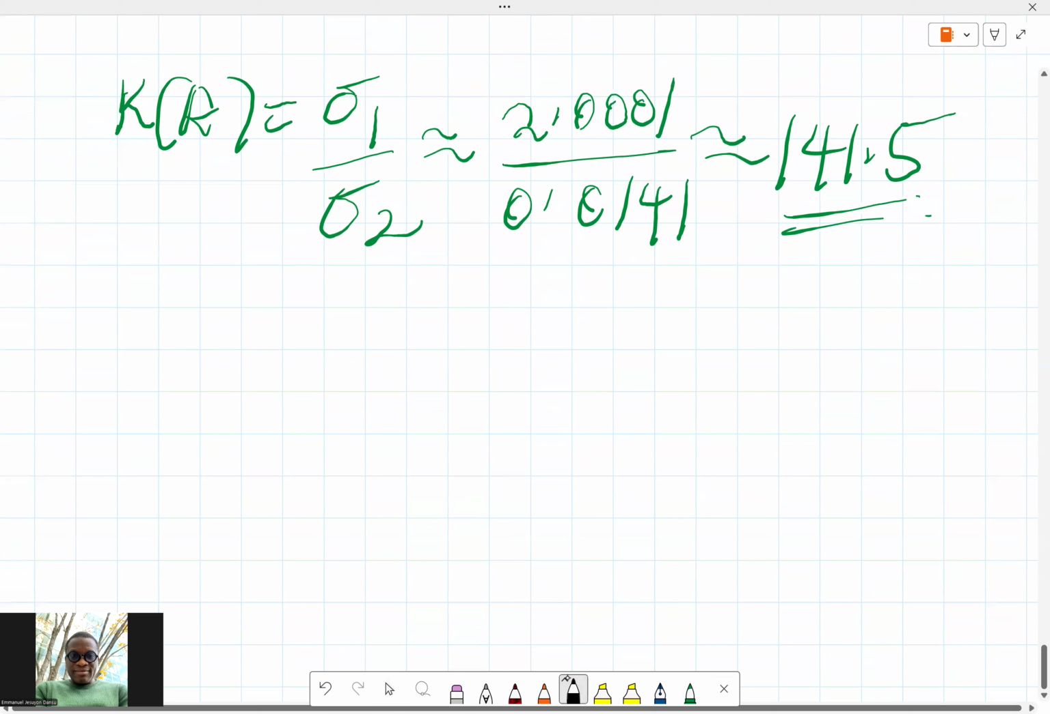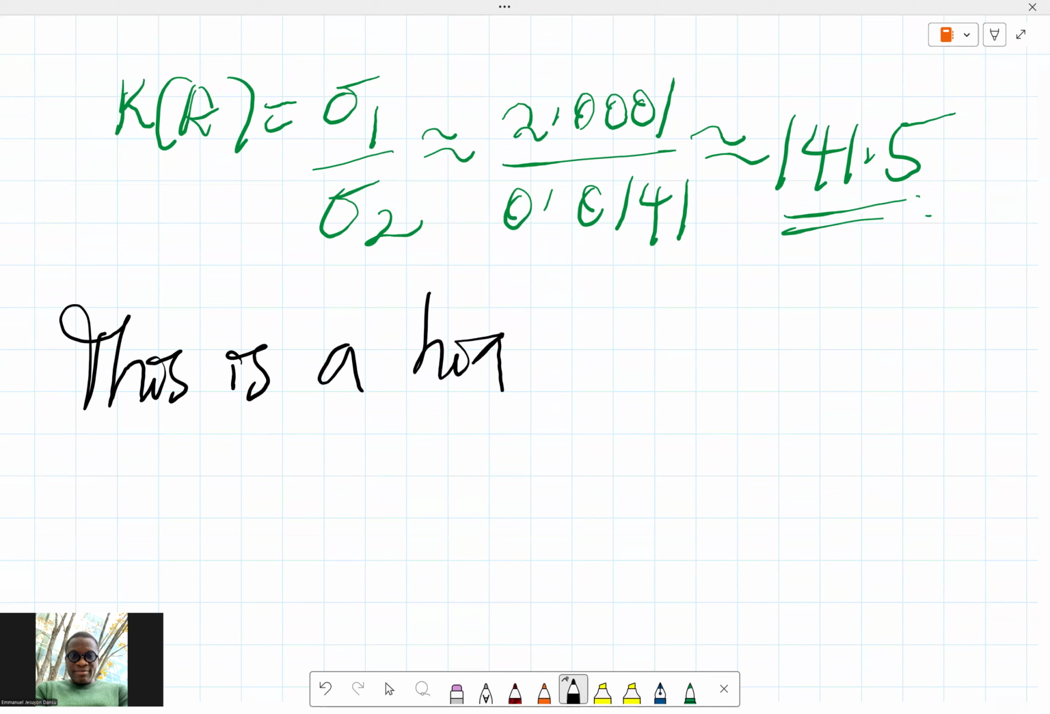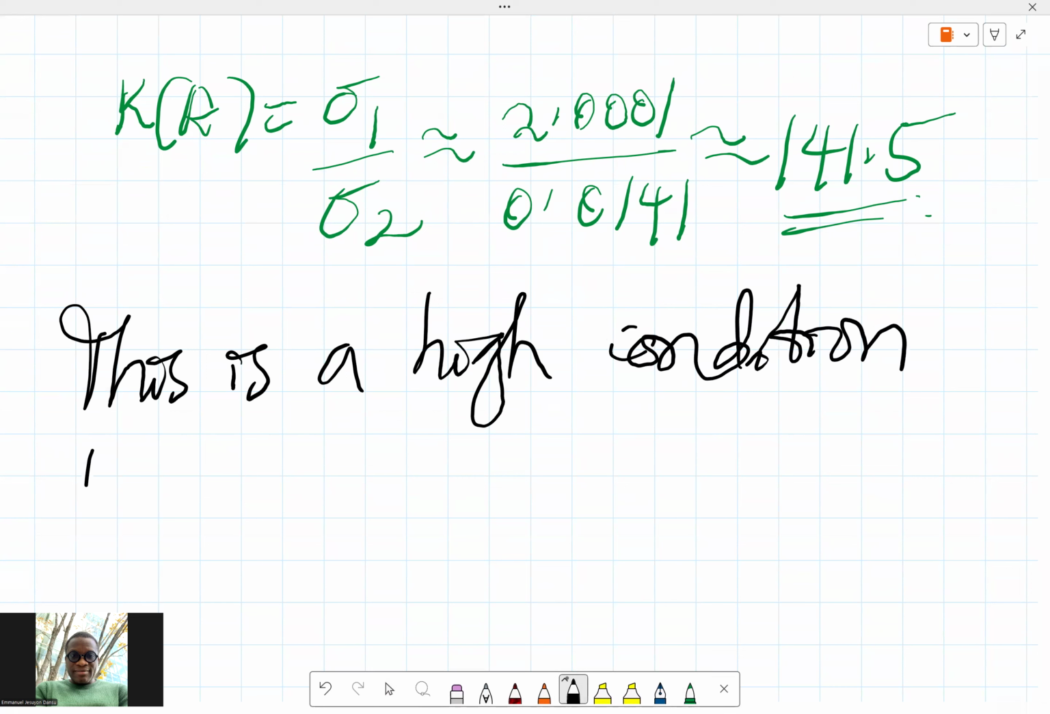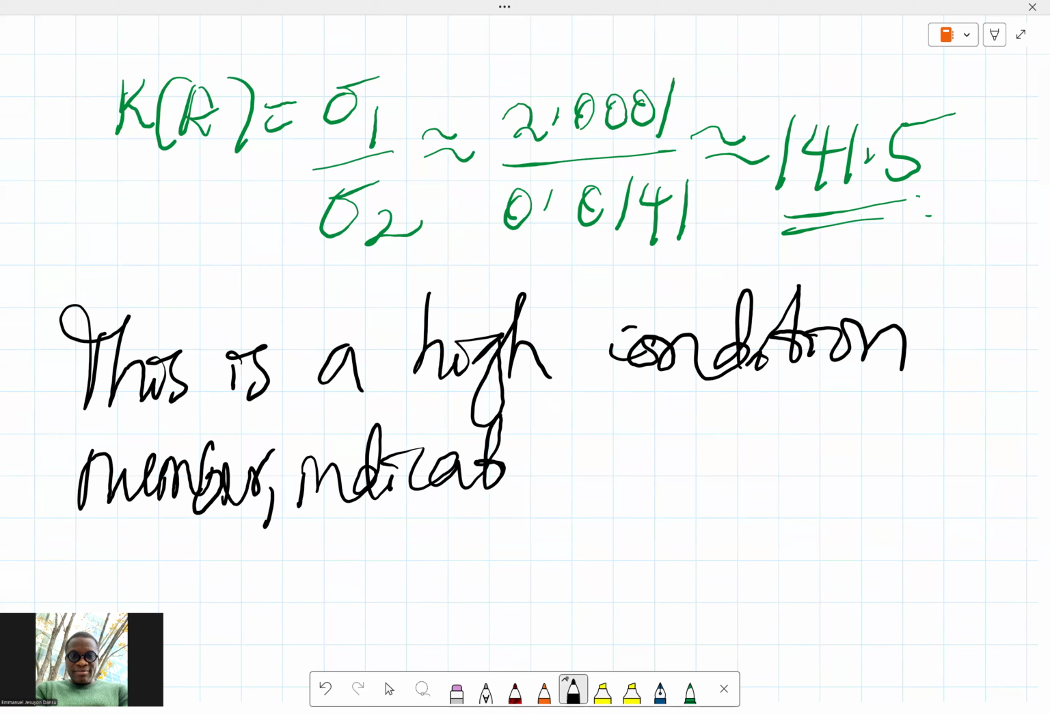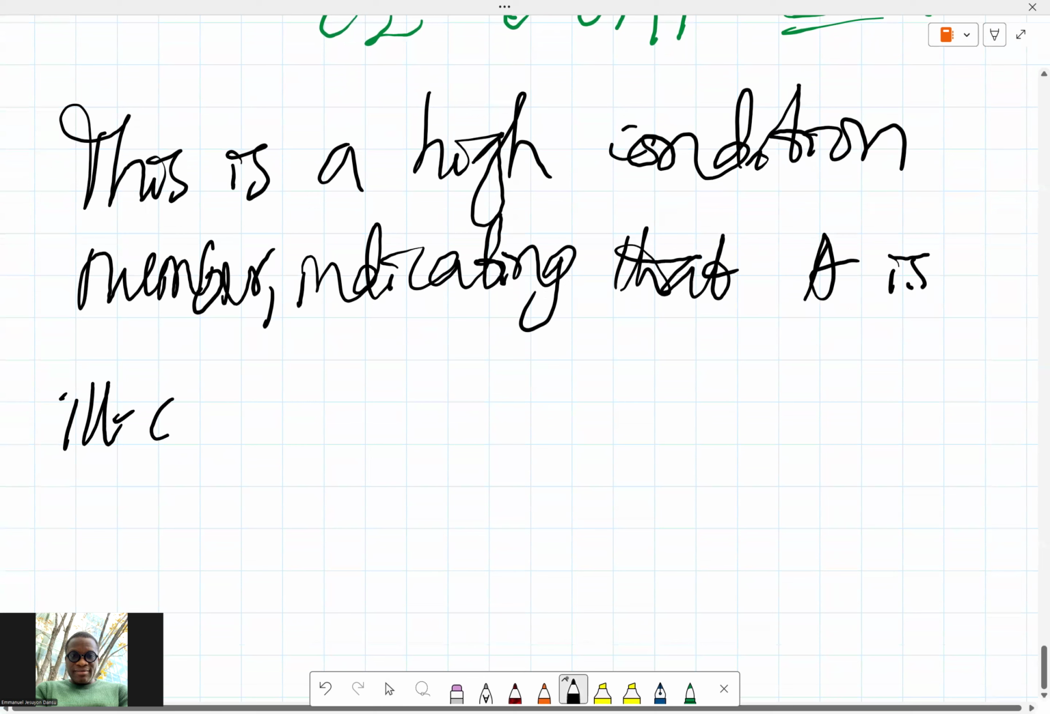So this is a high condition number, indicating that A is ill conditioned.